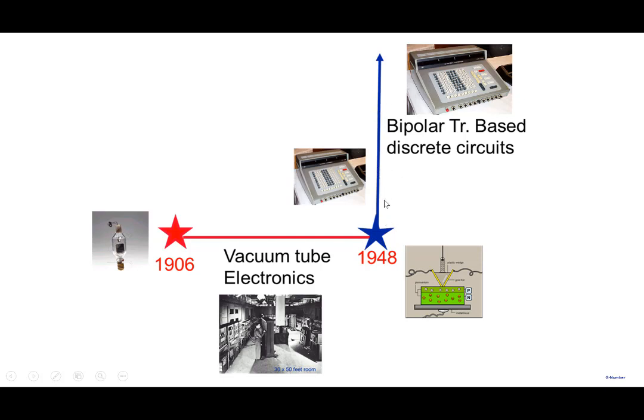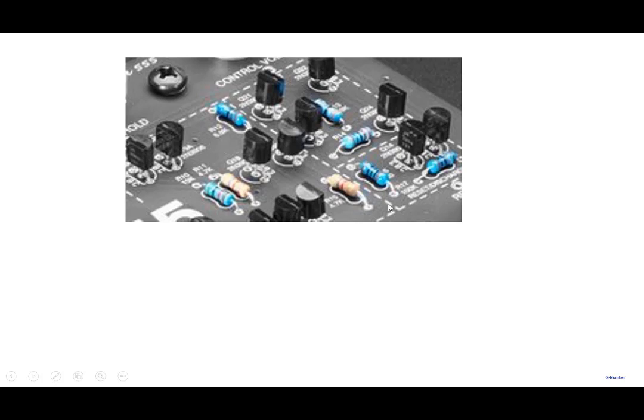And initially it was based on bipolar transistors. We also have a phrase called discrete circuits, and we'll explain in a minute what those discrete circuits really mean here. So a new era of electronics started after the invention of the transistor. If you look at a transistor, this is an example here: a transistor with three terminals, emitter, base, and collector, this black thing here.